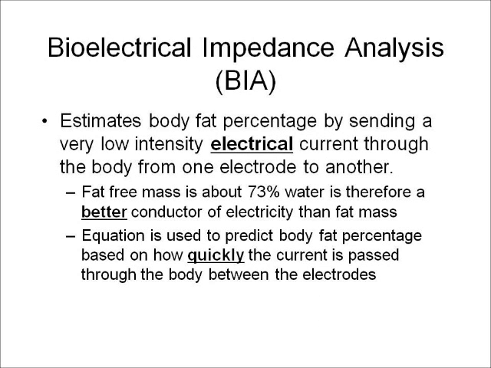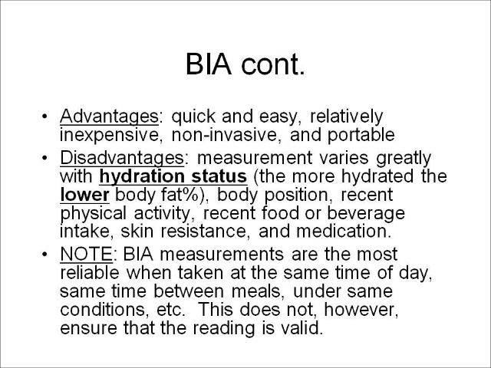Next slide, we're going to talk about bioelectrical impedance analysis, or BIA. BIA estimates body fat percentage by sending a very low intensity electrical current through the body from one electrode to another. So electrical is your blank there. Fat-free mass is about 73% water, and is therefore a better conductor of electricity than fat mass. Equation used to predict body fat percentage is based on how quickly the current is passed through the body between the electrodes. We talked about BIA in the lecture notes, so this should be kind of review for you there.